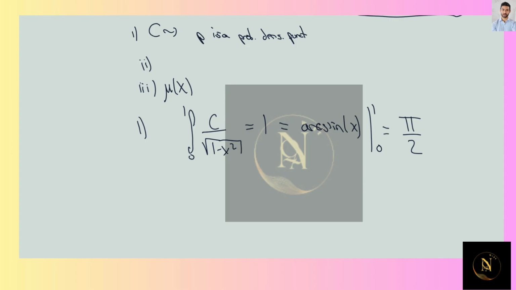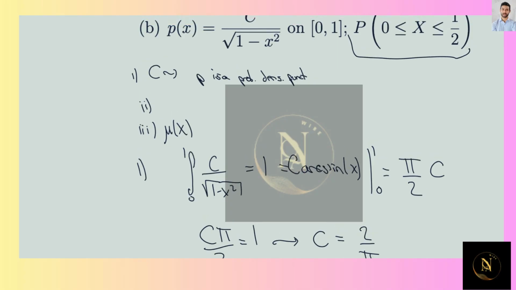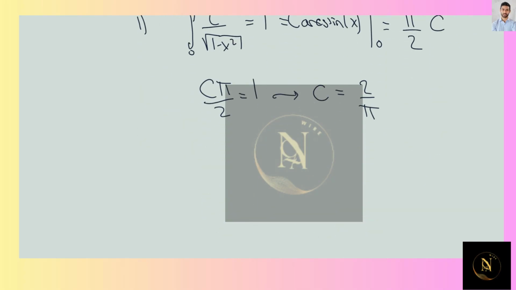Thus, here I forgot to multiply by c. So, since we know that c pi over 2 needs to be equal to 1, that means that the constant c is going to be equal to 2 over pi. So the correct distribution would be: probability of x is going to be equal to 2 over pi times 1 over the square root of 1 minus x squared on the interval from 0 to 1.